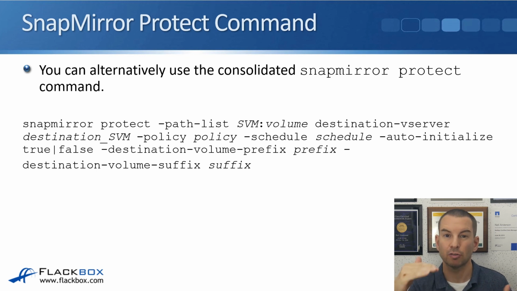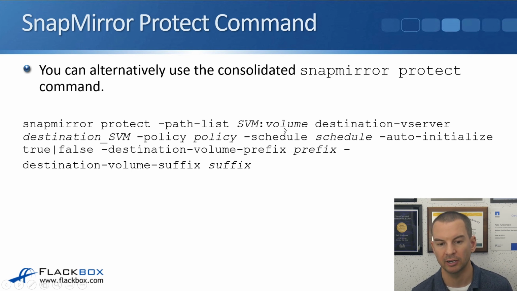That's when we have it split into 3 different commands, which was creating the volume and then creating the SnapMirror relationship with the SnapMirror create command and then doing the initial baseline transfer. You can also use the newer command of SnapMirror protect, similarly to how we could use this for our SnapMirror DP mirrors. So the command syntax is the same again. We have SnapMirror protect, specify the path list.